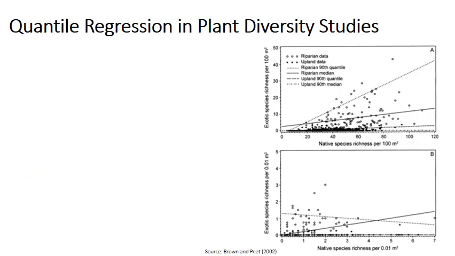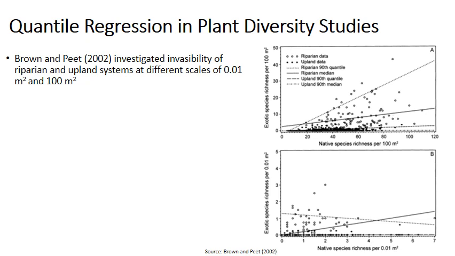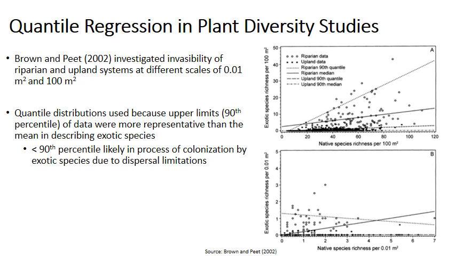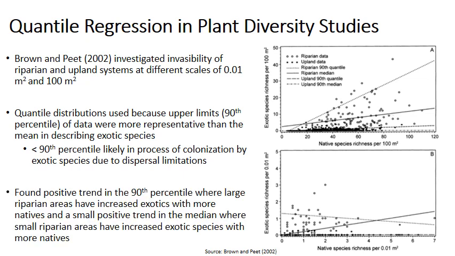So quantile regression has been applied to a variety of ecological studies, including plant diversity studies. So Brown and Peet investigated the invasibility of riparian and upland systems at different scales of 0.01 meters squared and 100 meters squared. And quantile distributions were used because the upper limits, so your 90th percentile of data, were more representative than the mean in describing exotic species. And this is because any data points that were less than the 90th percentile were likely in the process of colonization by exotic species due to their dispersal limitations.